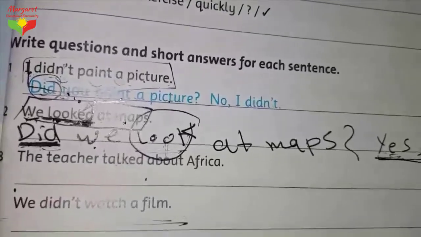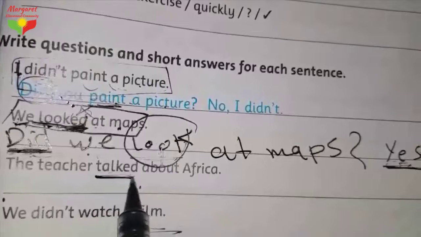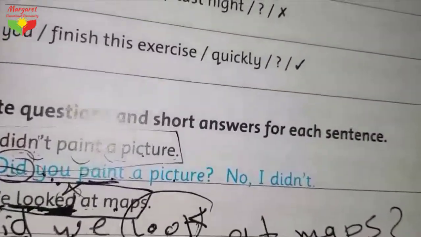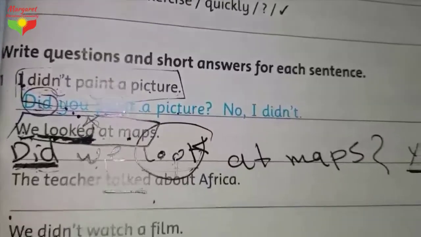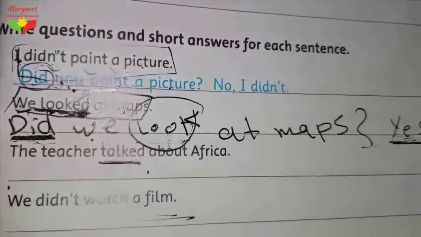Please pay attention. If I see in your exercise that you wrote "talked", then it is totally wrong. You should say "talk". Did the teacher talk about Africa? And don't forget to put the question mark.